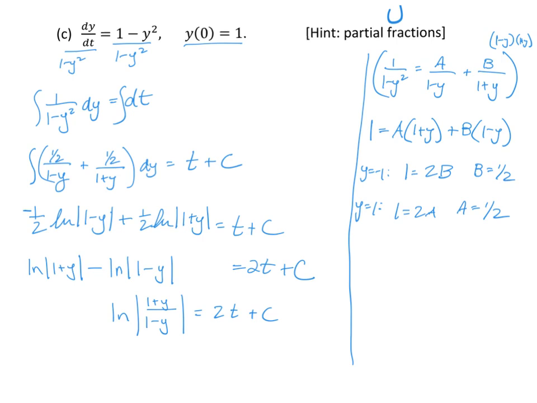Okay, so if I put in a 0 for my t and a 1 for my y, I get the ln of, if I put in 1 for y, I get a 0 in the denominator. I get 2 over 0. So y can never be 1. Right, so c is undefined. So we found a solution to the differential equation, but there is no c that can satisfy this initial condition.